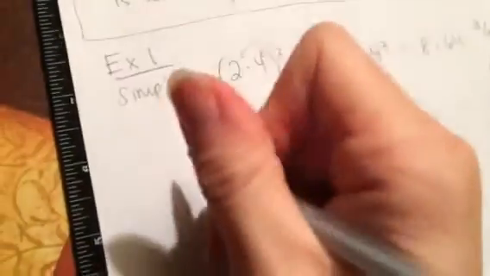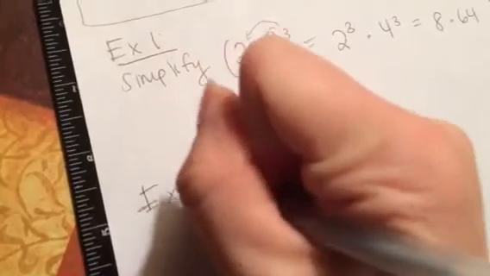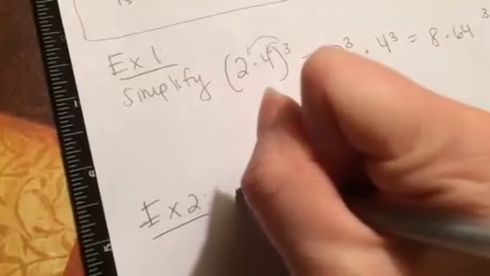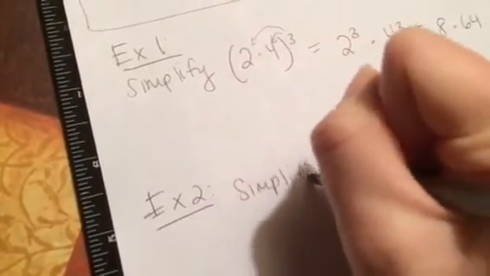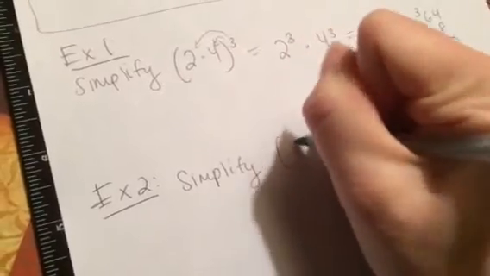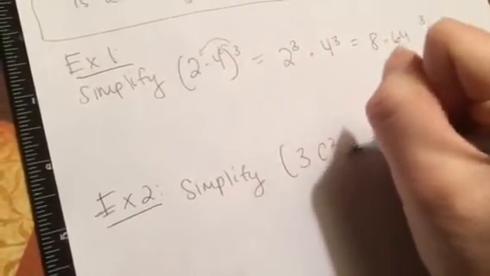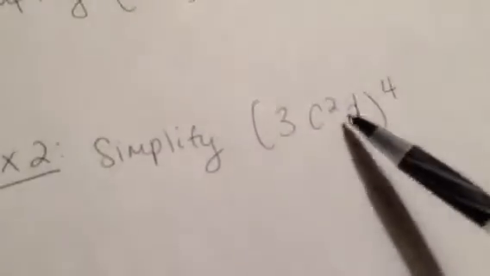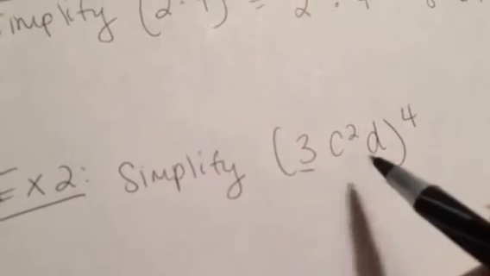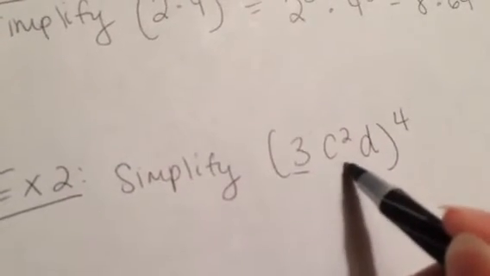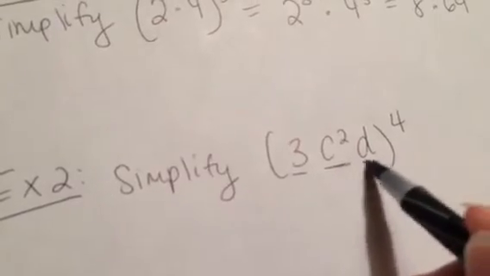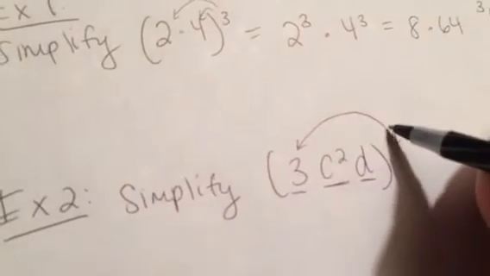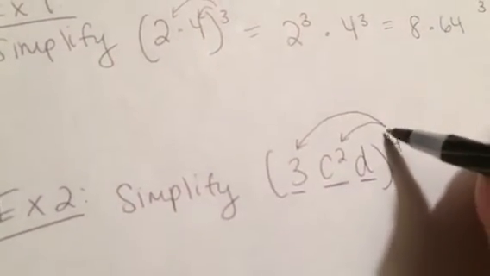Okay, let's look at another example that we might come across. Example number 2. You might find a problem that says simplify this expression right here. 3c squared d and the whole quantity raised to the fourth power. Okay, now here I have 3 different terms. I have a coefficient, I have a base with an exponent, and I have a variable here. So I have to distribute that fourth power to the 3, to the c squared, and to the d.